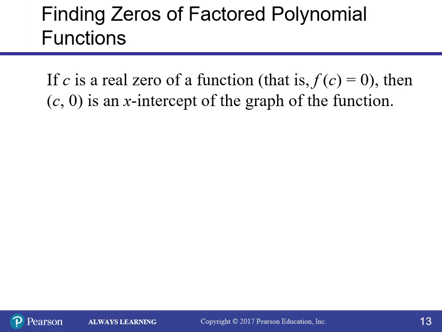Okay, finding zeros of factored polynomial functions. If c is a real zero of a function, so that's if you plug in whatever c is and it equals 0, then (c, 0) is an x-intercept of the graph of the function. So let's see what this is talking about.